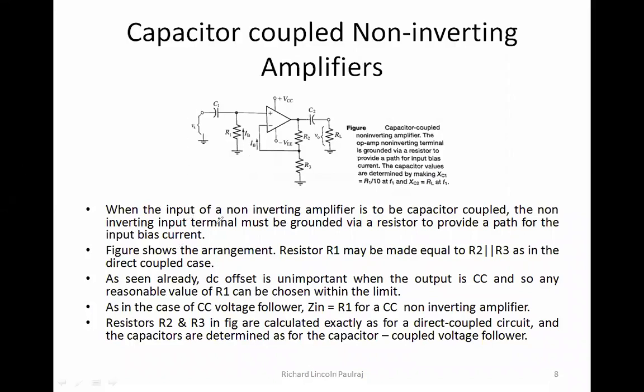When the input of a non-inverting amplifier is to be capacitor coupled, the non-inverting input terminal must be grounded via a resistor. Yes, we have seen this, right? Via a resistor to provide a path for input bias current. So we have seen this also in the previous one. So here we can see the arrangement where resistor R1 is made equal to the parallel combination. Remember what kind of combination is this? R2 and R3.